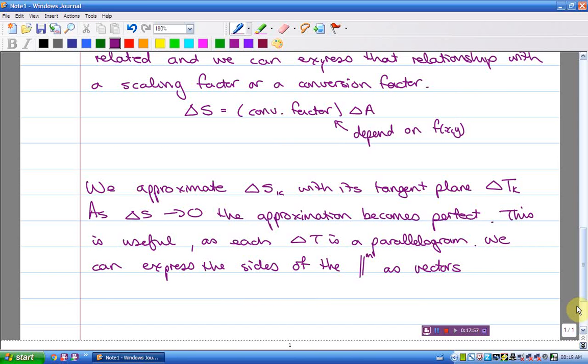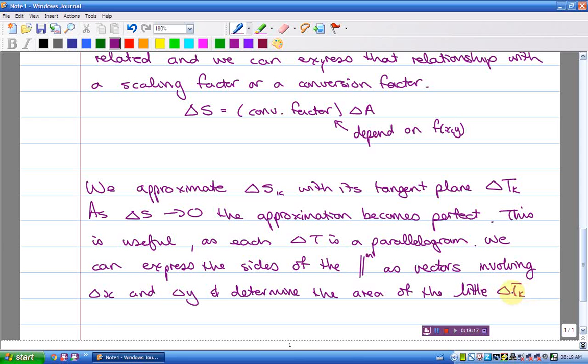Wow. Okay, and we can express the sides of the parallelogram as vectors involving delta x and delta y, and determine the area of the little delta T_k parallelogram using the cross product. It's like ninja maths. Here we go.